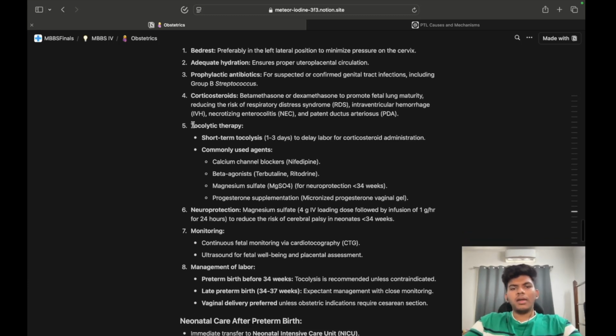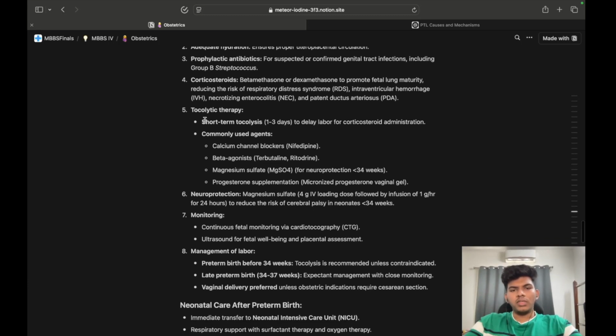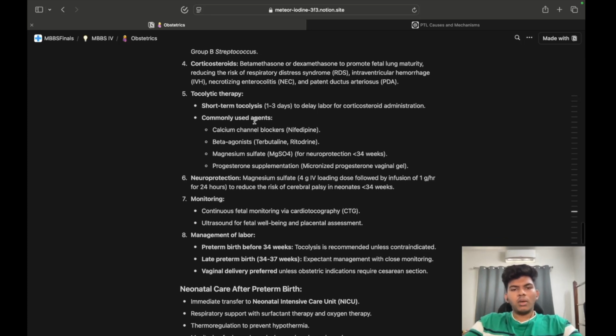And tocolytic therapy, so we don't want contractions to happen. Short-term tocolysis to delay labor for corticosteroid administration, 1 to 3 days. Commonly used agents are for tocolysis, meaning contractions not happening. So you block the function of these muscles that contract. You don't want the contractions to happen. So what do you do?